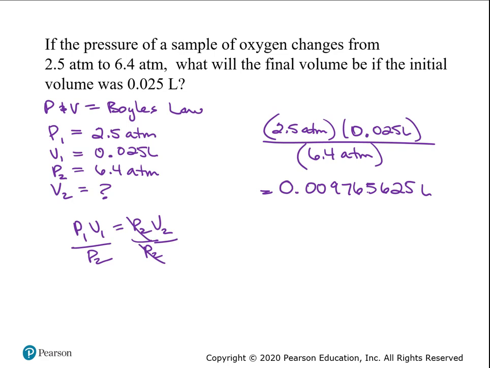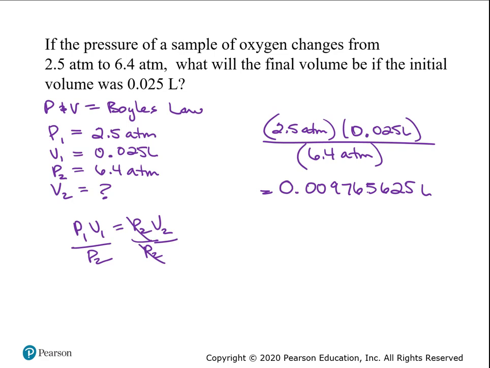So 0.025 liters is V1. And again, you can see "what will the final volume be." That's usually the very second part of the sentence, and it usually gives you the unknown. So P1 is 2.5 atmospheres, V1 is 0.025 liters, P2 is 6.4 atmospheres, and V2 is the one I don't know.